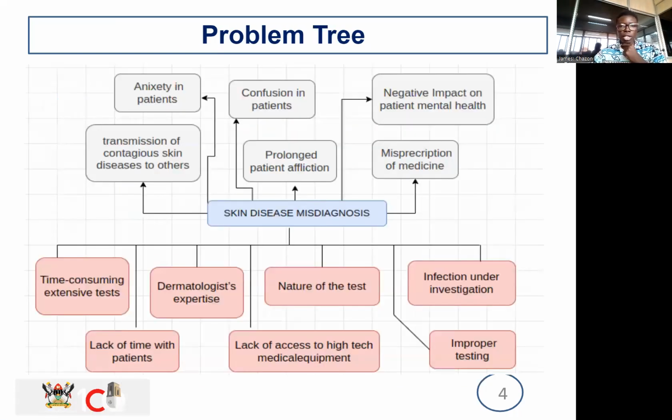So the problem tree here shows the problems that the patients face as a result of skin diagnosis in white, and in red at the bottom, the problems that dermatologists face as a result of misdiagnosis.